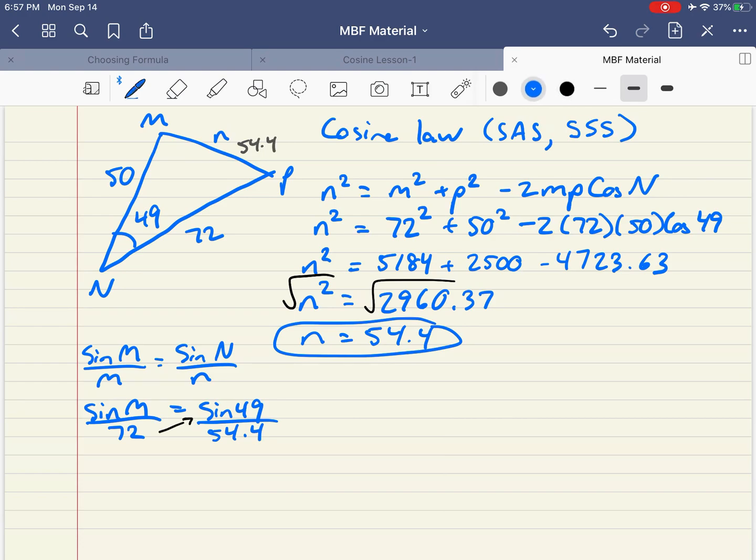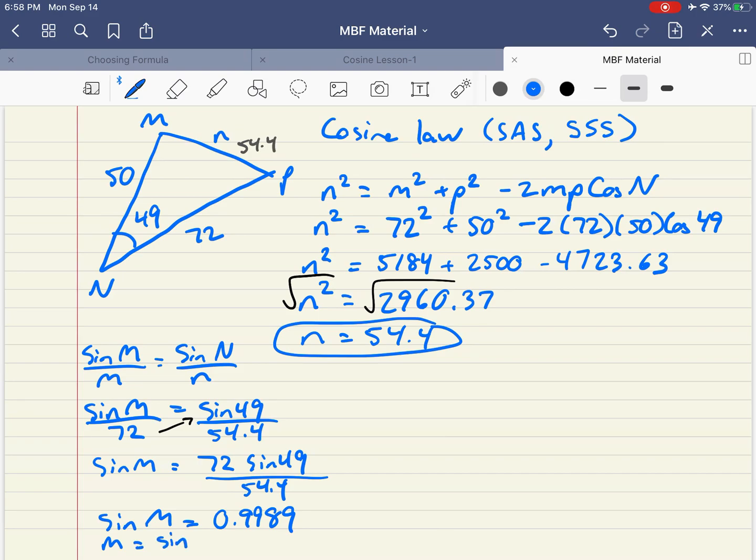Okay? Next thing we do, we cross multiply, just like we did in the previous question. The 72 is going to cross up here, and I'm going to write sine m equals 72 times the sine of 49 over 54.4. And you're going to punch this in your calculator, 72 times sine 49, hit equals, divide by 54.4, hit equals again. You should get 0.9989, like that. Okay? Now the last thing we have to do is we need to turn that into an angle. So the way you turn this into an angle is you're going to say m equals sine inverse, or second sine, of 0.9989. And then I'm just going to have to go up here, running out of space. M is going to equal to, when you hit the second sine of 0.9989, you're going to get 87 degrees.